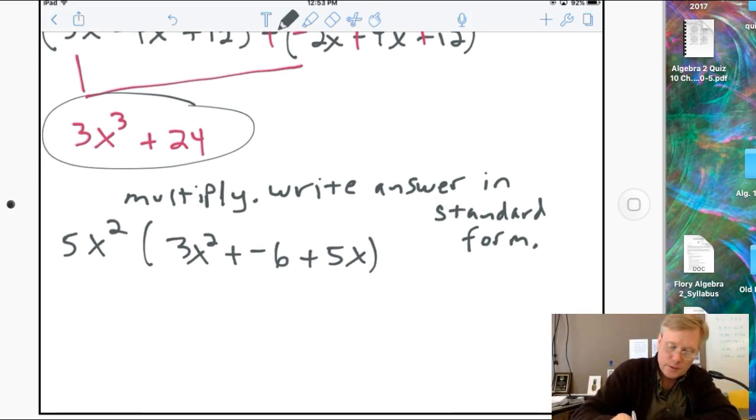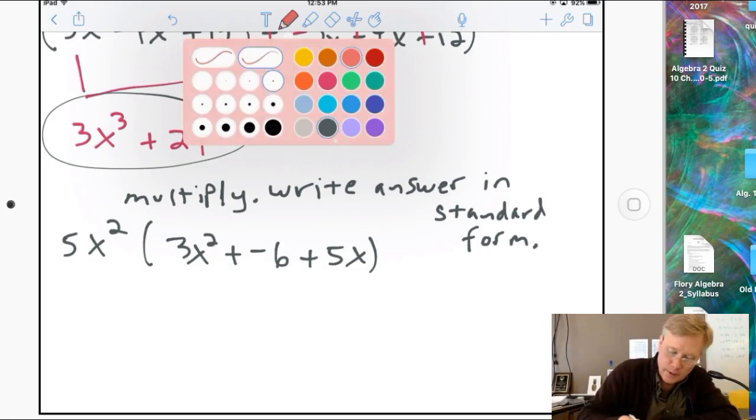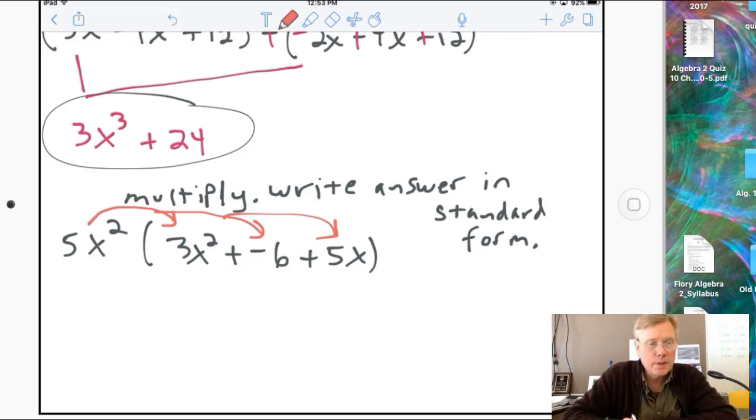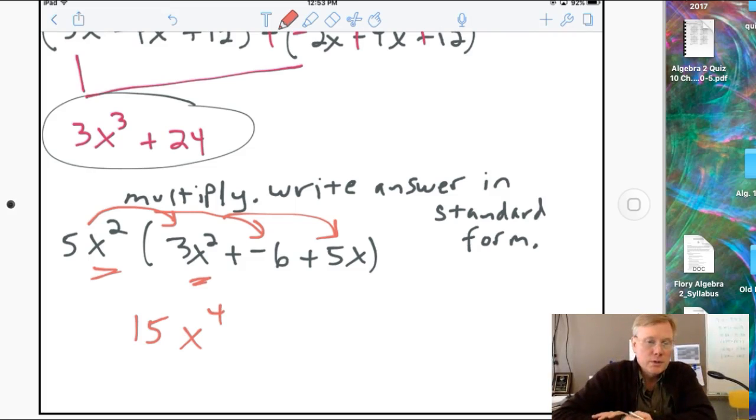Okay, so this one. This is distributive property, which means I'm going to multiply the 5x squared times all three of those things. 5x squared times 3x squared, that's 15. And I got 2 x's here, 2 more there. You add the exponents, which gives me an exponent of 4. Notice how this is where the exponents change. When you're multiplying, you add the exponents.